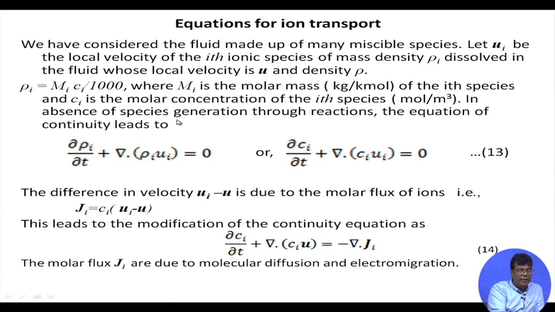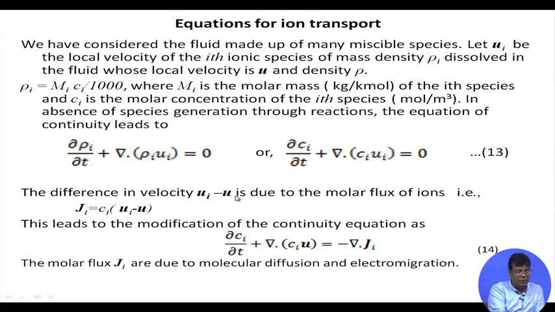Now, if there is no way to generate the ionic species, that is in the absence of any reactions, each of these ionic species will satisfy the equation of continuity, where rho I is the mass density and u I its velocity. In terms of the molar concentration, we can write this as equation 13. Now, u I may not be equal to u, because different ionic species may have different velocities other than the local fluid velocity. So, there will be a difference, u I minus u.